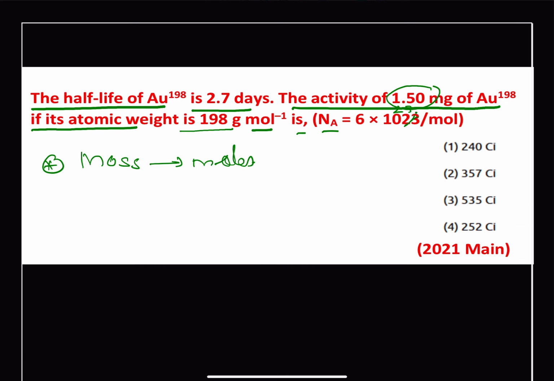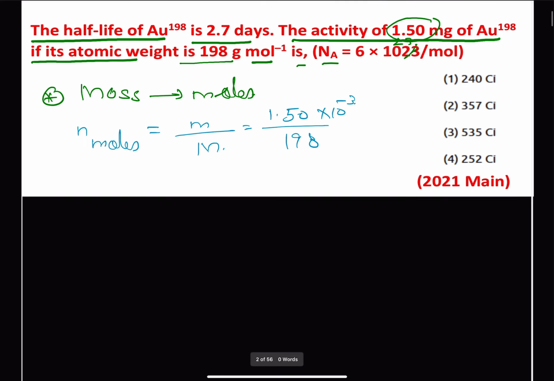So we can write that the number of moles is equal to small m divided by capital M. Small m is the mass which is given to us, and capital M is the molar mass. Small m is given to us as 1.5 milligram, so this will be 1.5 into 10 to the power minus 3 gram, and the atomic weight is 198. So from here we get that the number of moles will be 7.57 into 10 to the power minus 6 moles.